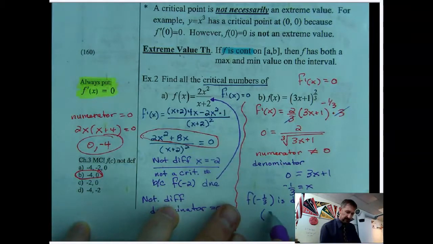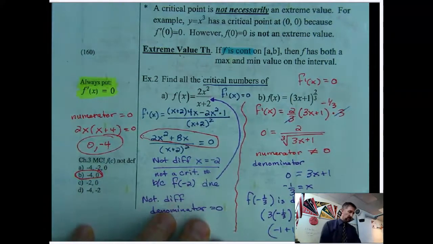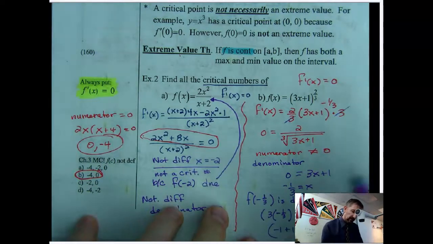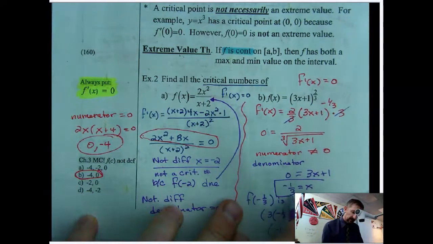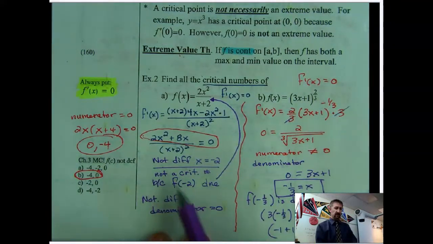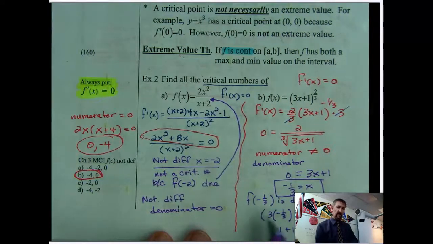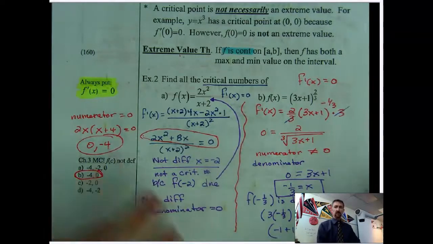Not sure how much of that you need to see. 3 times negative 1/3 plus 1 to the 2/3. That's going to be negative 1 plus 1. That's going to be 0 to the 2/3, which is 0. Okay, so our critical number is negative 1/3. So it's not just because we're dividing by 0 that we throw that answer out right here. The reason we threw this answer out was because it didn't work back in the original function. And the reason that we're okay with this one is because it does work in the original function. All right?